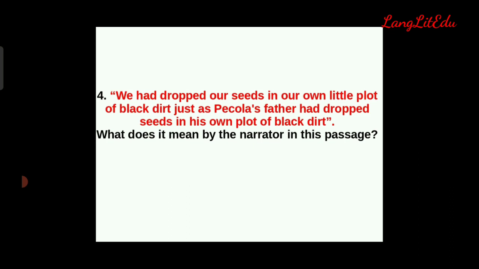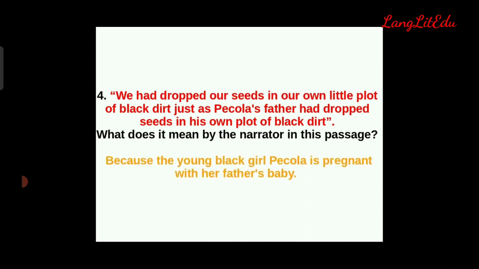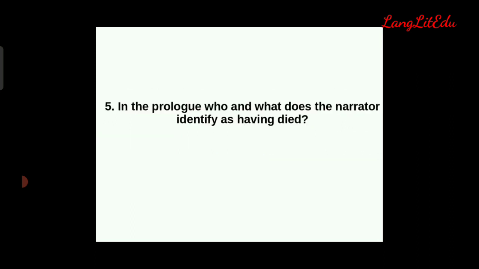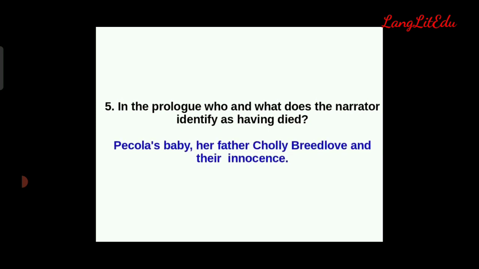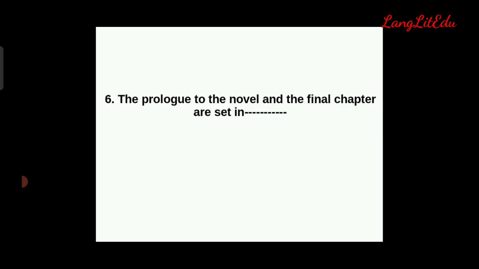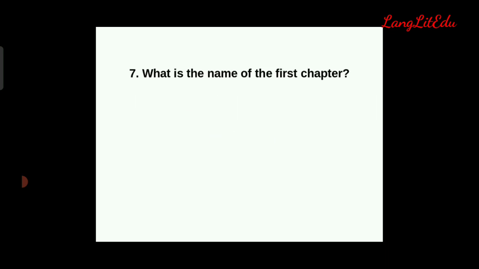What does the narrator mean in this passage? Because the young black girl Pecola is pregnant with her father's baby. In the prologue, who and what does the narrator identify as having died? Pecola's baby, her father Cholly Breedlove, and their innocence. The prologue to the novel and the final chapter are set in past tense.